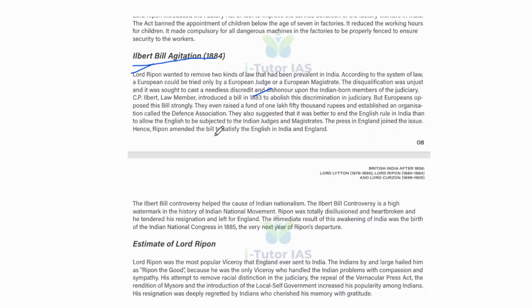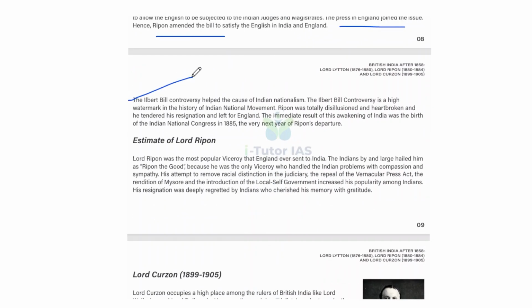Ilbert Bill. Okay, so they even raised a fund of 1,50,000 rupees and established an organization called the Defense Association. And they also suggested that it was better to end the English rule in India than to allow the English to be subjected to the Indian judges and magistrates. And the press in England joined the issue. Hence, Ripon amended the bill to satisfy the English in India and England. And the Ilbert Bill controversy helped the cause of Indian nationalism.